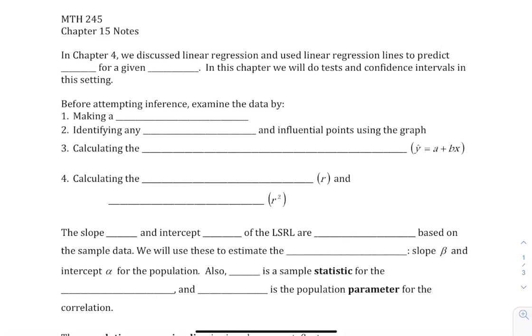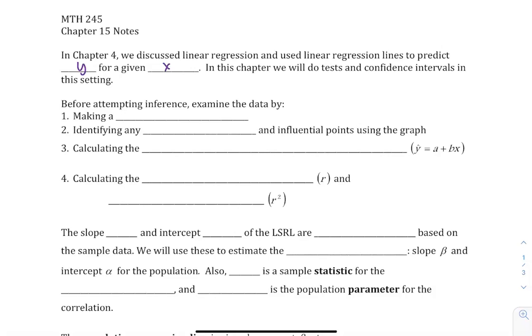First, we're going to look at some of what we studied in Chapter 4, and then we're going to apply this idea of statistical inference so that we can see if there really is a relationship between our variables. So in Chapter 4, we discussed linear regression, and we used linear regression lines to predict some y value for a given x. In this chapter, we're going to take it a step further and do tests and confidence intervals in this setting.